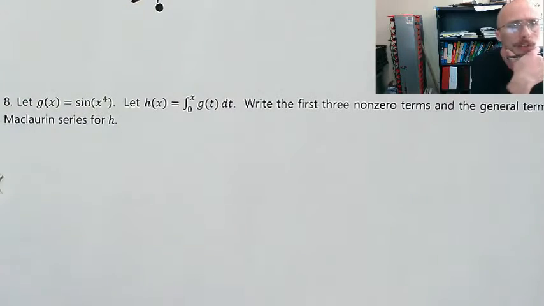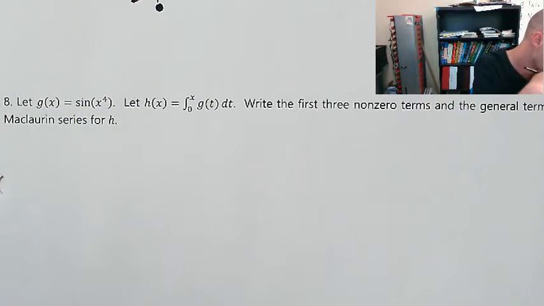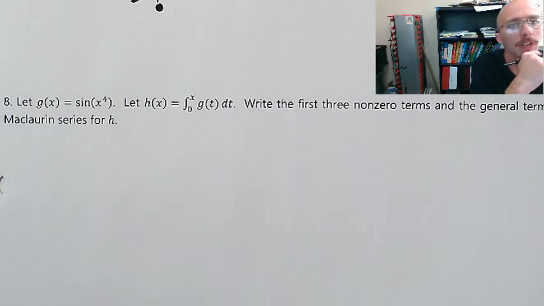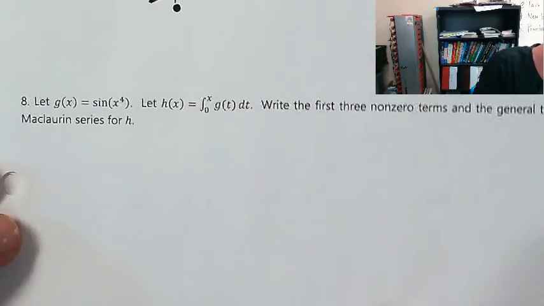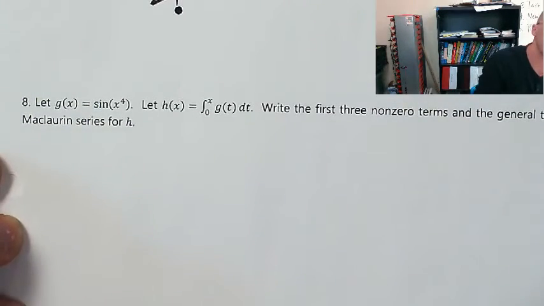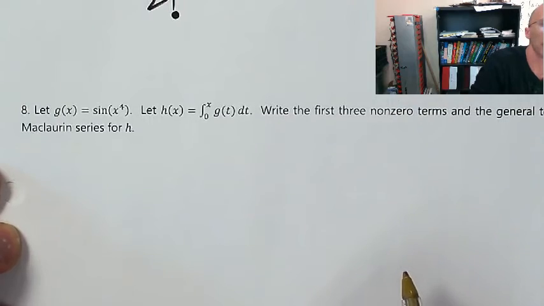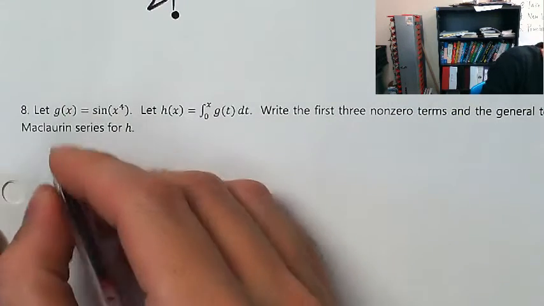When g of x is sine of x to the fourth, then h of x is equal to the integral from 0 to x of g of t dt. Oh, okay, so this one, there was a problem very similar to this in the notes book, where we start with the Maclaurin polynomial for sine of x. Then we go to sine of x to the fourth, then we're going to anti-differentiate. So we'll start with sine x. First 3 non-zero terms and the general term.